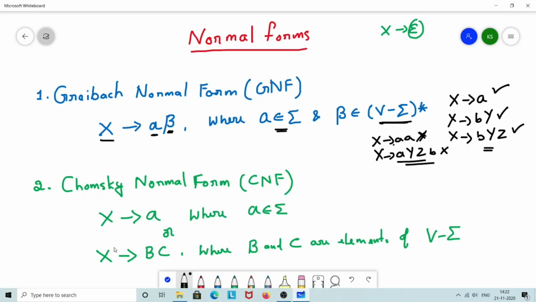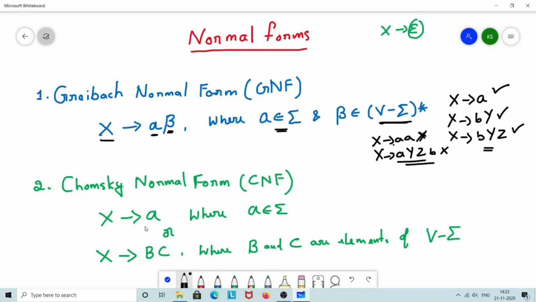And coming to the second one, which is very important, we have Chomsky normal form, or CNF. In our syllabus, we have to learn the conversion of any CFG, that is context-free grammar, to its equivalent Chomsky normal form. That we will be looking at in the upcoming video. But let us see what exactly Chomsky normal form says, or what the conditions are for a grammar to be in Chomsky normal form. The rule should be in one of these two forms.